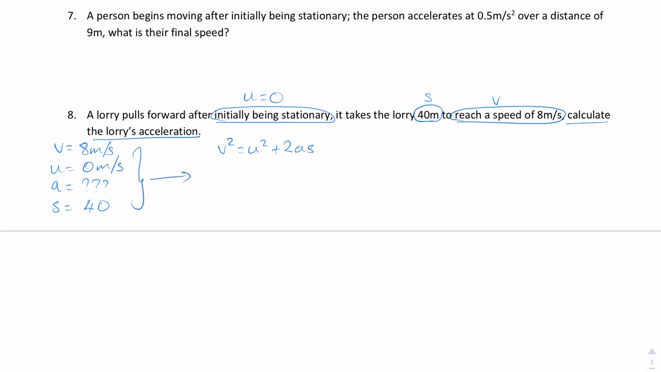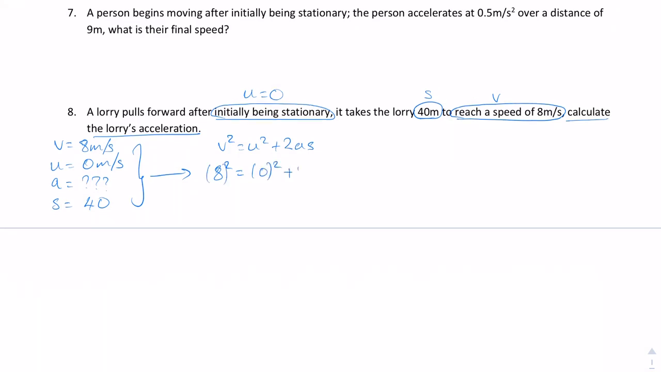And after substitution, we get, as v is 8 meters per second, 8 squared equals 0 squared, let's put brackets here as well, plus 2 times a times 40, 40 being our distance. 8 squared, using our calculator of course, 64 is equal to 0 plus 2 times a times 40 would give us 80 times a, or 80a.